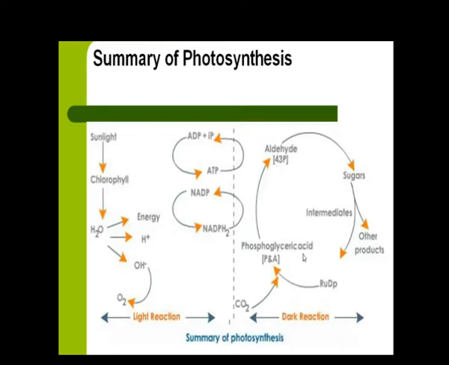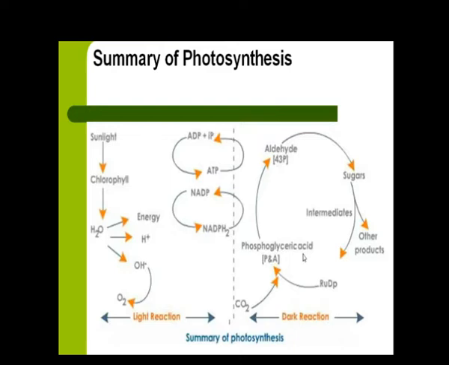ADP is converted to ATP. This is occurring in the light reaction part. ATP and NADPH2 are getting generated in the light reaction. They are being utilized in the dark reaction. They are called the assimilatory part. So they are produced in the light reaction part and consumed in the dark reaction part.